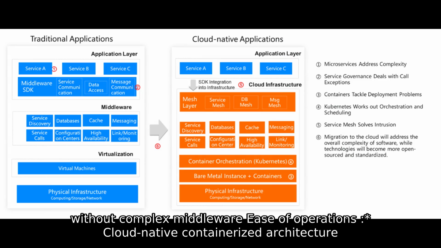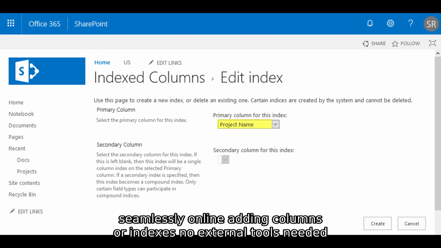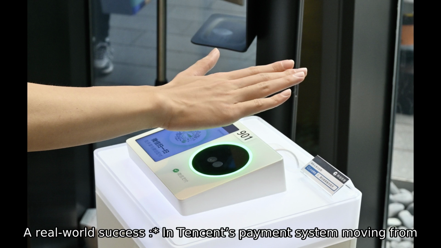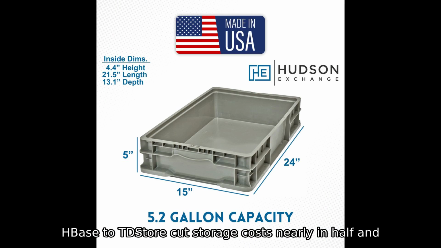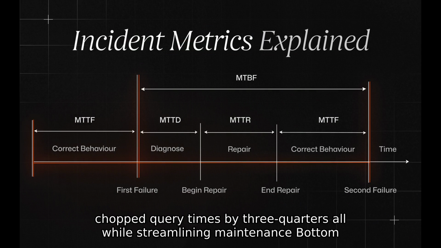Ease of operations. Cloud-native, containerized architecture means easy scaling and upgrades without downtime. Schema changes happen seamlessly online, adding columns or indexes, no external tools needed. A real-world success. In Tencent's payment system, moving from HBase to TDStore cut storage costs nearly in half and chopped query times by three-quarters, all while streamlining maintenance.